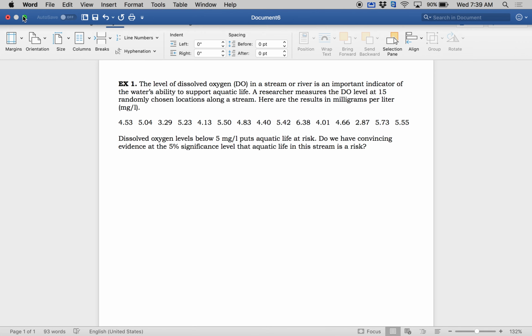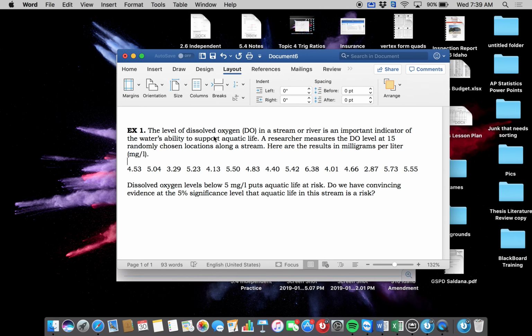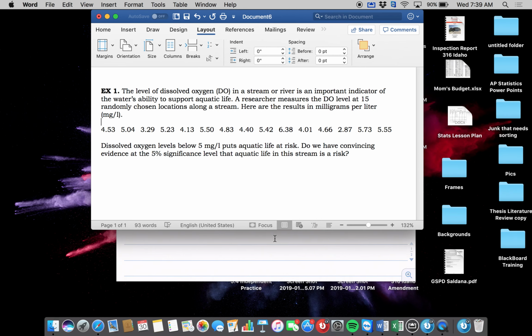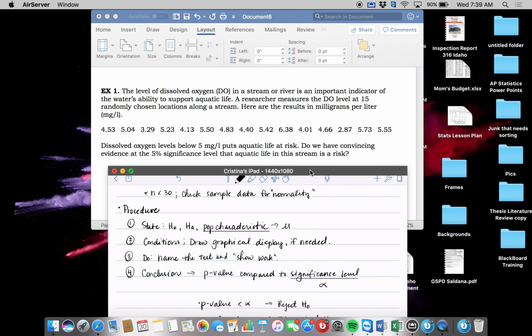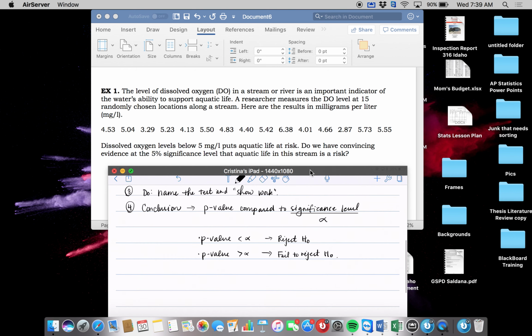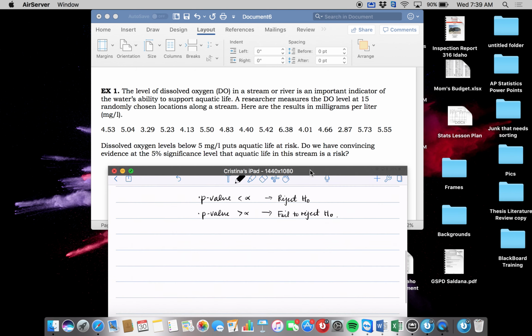There it is. So in this particular example, we're talking about the level of dissolved oxygen. The level of dissolved oxygen in a stream or river is an important indicator of the water's ability to support aquatic life. A researcher measures the DO level at 15 randomly chosen locations along the stream. Here are the results in milligrams per liter. It says dissolved oxygen levels below 5 milligrams per liter put aquatic life at risk. Do we have convincing evidence at the 5% significance level that aquatic life in the stream is at risk?